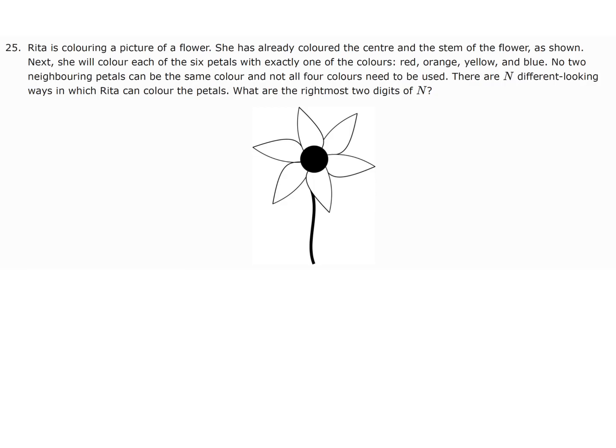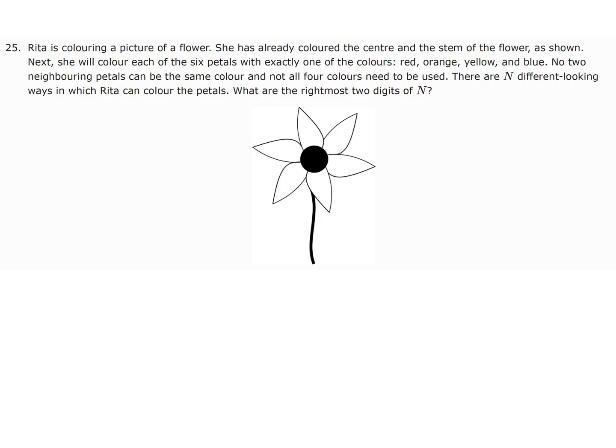Rita is coloring a picture of a flower. She has already colored the center and the stem of the flower as shown. Next, she will color each of the 6 petals with exactly one of the colors: red, orange, yellow, and blue. No 2 neighboring petals can be the same color, and not all 4 colors need to be used. There are n different looking ways in which Rita can color the petals. What are the rightmost 2 digits of n?